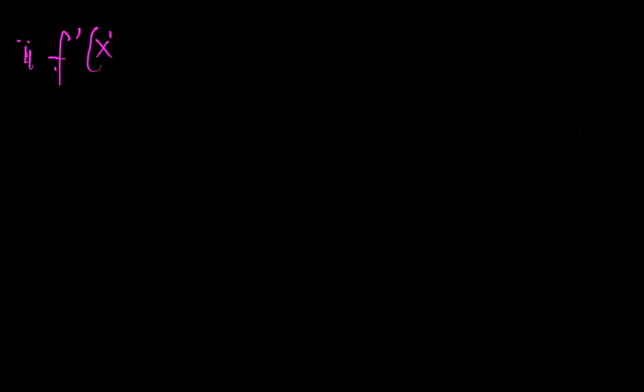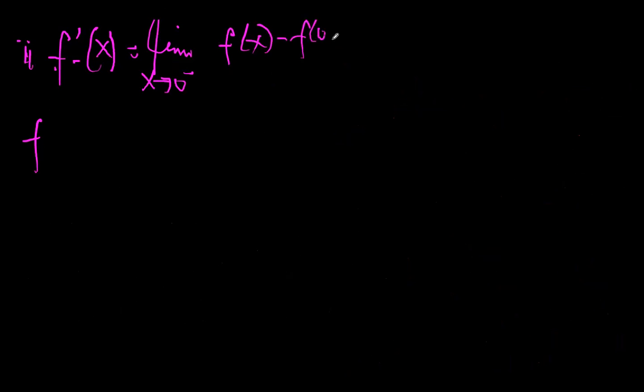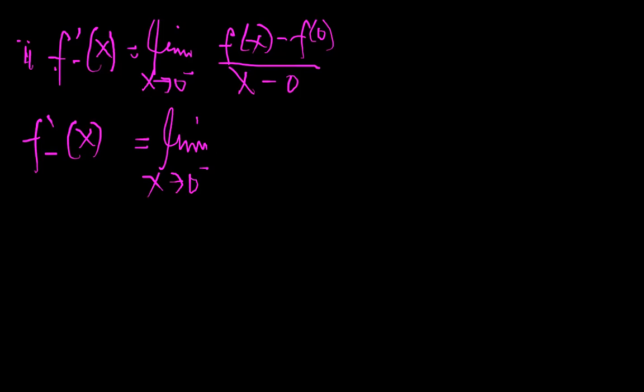The derivative of f from the left, okay? So we need to check on this. So that's f prime of x from the left, the limit as x approaches 0 from the left of f of x minus f of 0 all over x minus 0. By the way, I'm using the second formula to determine the differentiability of a given function at a certain number. So here, f prime of x from the left is equal to the limit as x approaches 0 from the left.